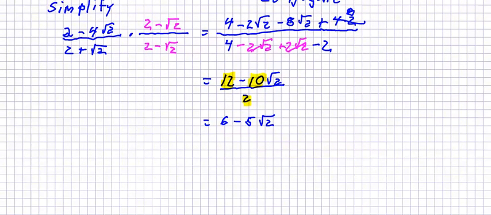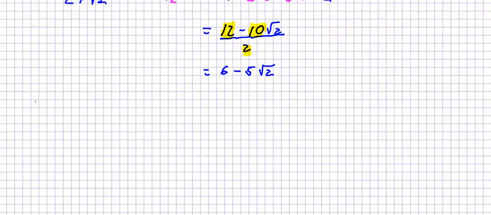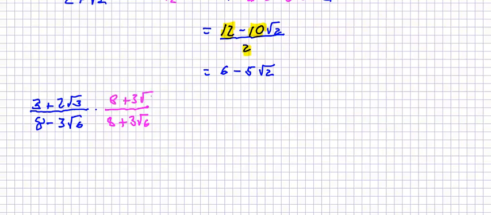It won't be quite as clean, quite as simple of an answer as this one. We have 3 plus 2 square root of 3 over 8 minus 3 square root of 6. Again, we multiply numerator and denominator by the conjugate, which is 8 plus 3 square root of 6.